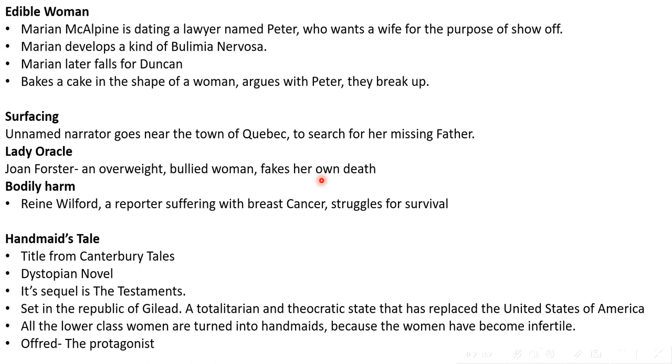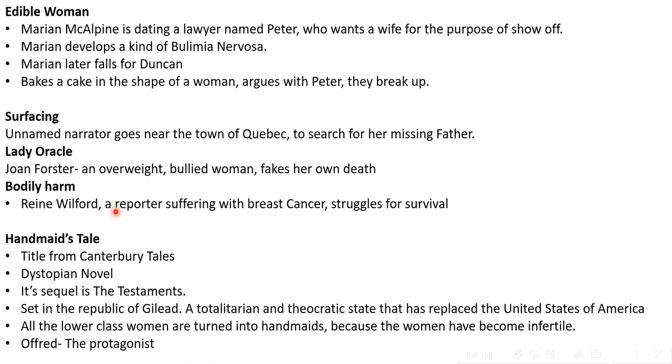Okay. Next work is Bodily Harm, which is about Rennie Wilford. And Rennie Wilford is suffering from breast cancer, which also makes it a modern novel, because nowadays a lot of works are being written on these topics, where the cancer patients or the survivors themselves are coming up and writing their stories, which is generally called autopathography. So that's my topic of research, basically. In this, the writer is himself or herself suffering from a kind of disease, and they are writing to put their mind out or to tell everybody else that life is not that easy after getting this disease, but they are trying to cope with it by writing these works.